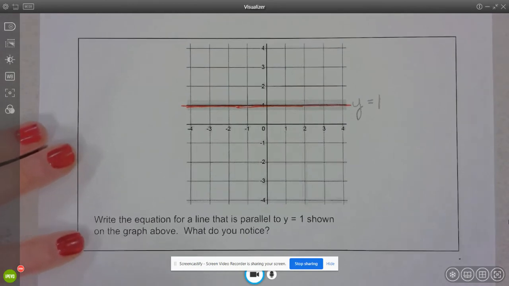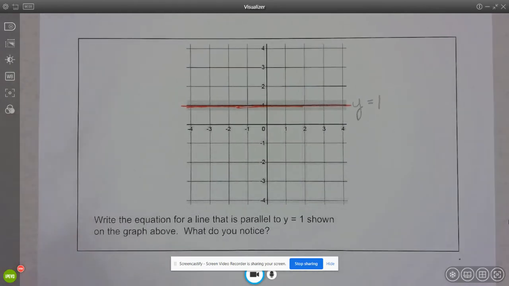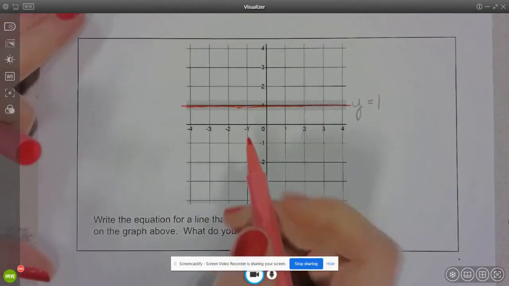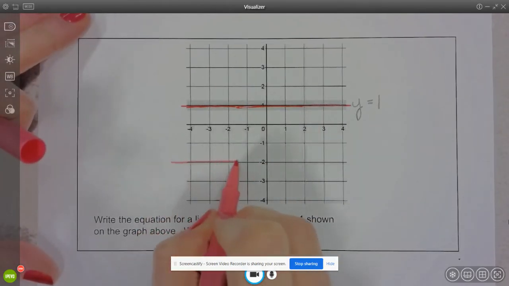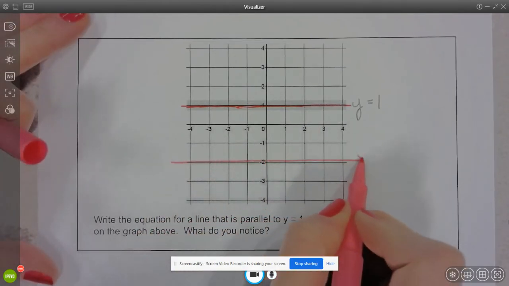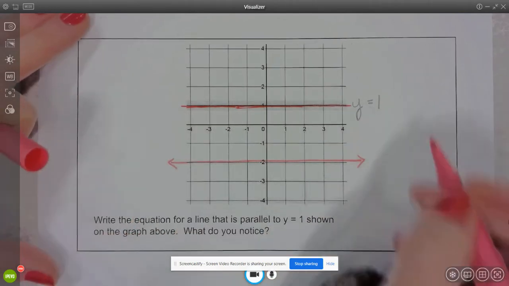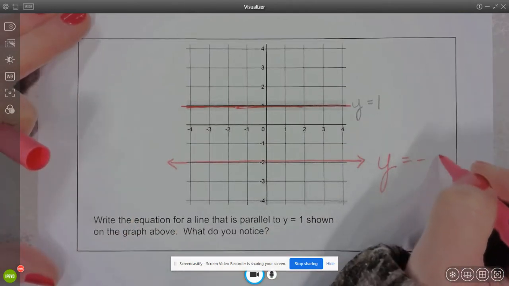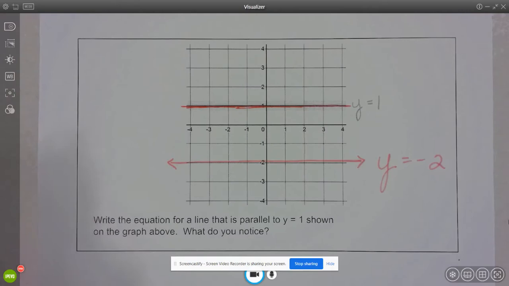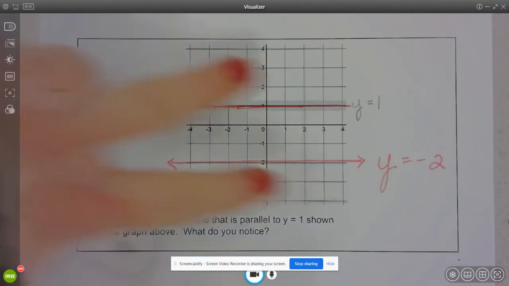And you could really and truly pick any line you wanted to. I'm going to pick one down here just so that there's a little distance between them. So this would be y equals -2. You could do y equals 5 or y equals -1 or y equals 0. You could do any of those equations and it would still be parallel because it's running in the same direction.